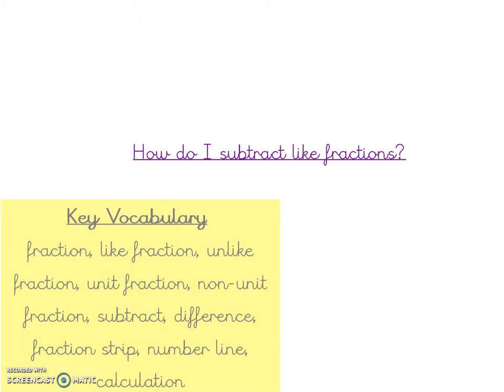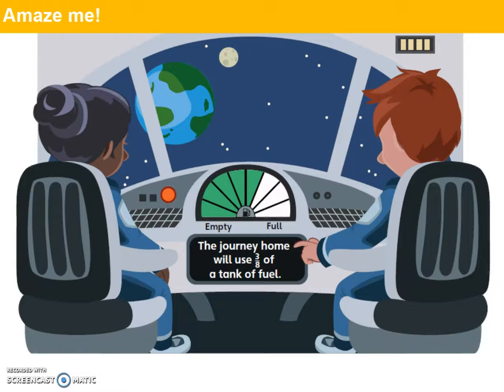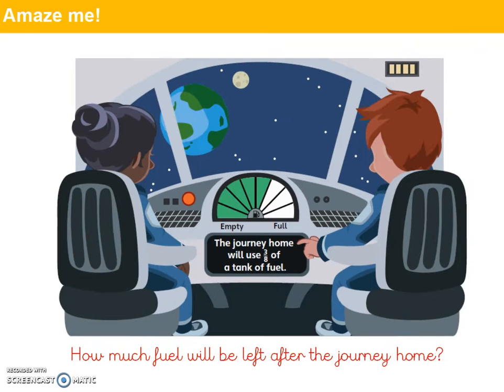So now we've recapped our last session where we looked at adding like fractions. Today we're going to be answering the question of how do I subtract like fractions. Remember, we're going to be subtracting these fractions and the denominator is going to be the same. That's what like fractions mean. So let's turn to our textbook and look at our first problem. These all relate to our spaceship and this idea of fuel, with question 1a asking, how much fuel will be left after the journey home?